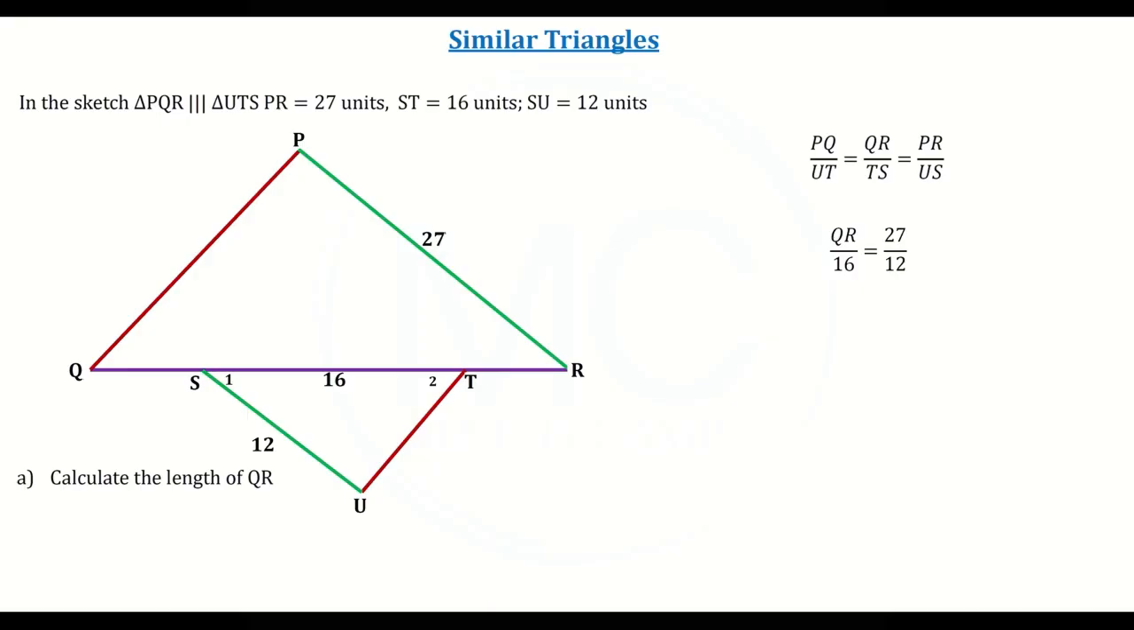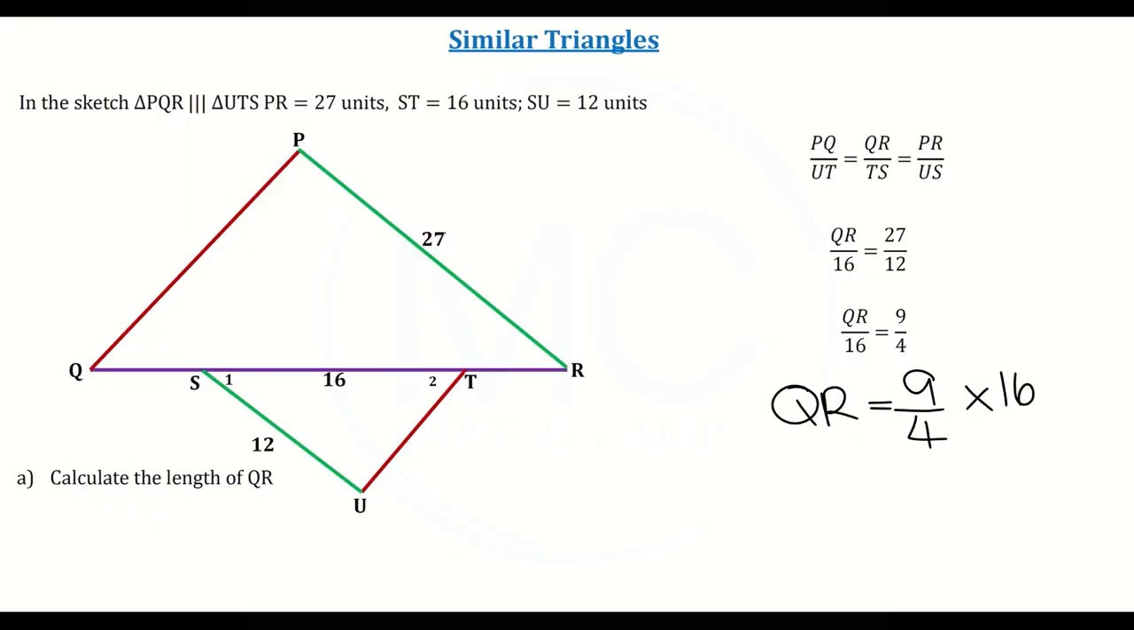Before we move on, let's simplify our fraction 27 over 12. Both of these values are divisible by 3. So we can say QR over 16 is equal to 27 divided by 3, which is 9, over 12 divided by 3, which is 4. Now to get QR by itself, we multiply both sides by 16. So we can say QR is equal to 9 over 4 multiplied by 16.